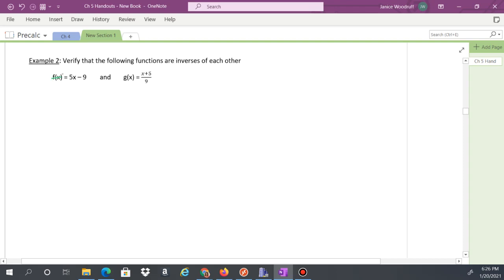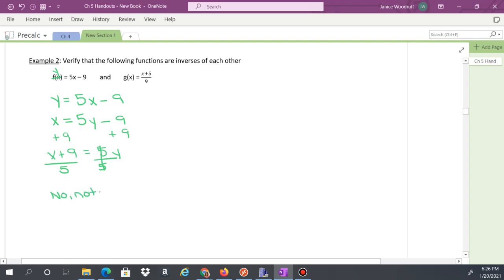So we've got, let's see, y equals 5x minus 9. X equals 5y minus 9. Switch them. Okay, I'm going to add 9 to both sides. I'm going to get x plus 9 equals 5y. Divide by 5. And I get x plus 9 over 5, which is not g of x. So there we would say that no, they are not inverses.